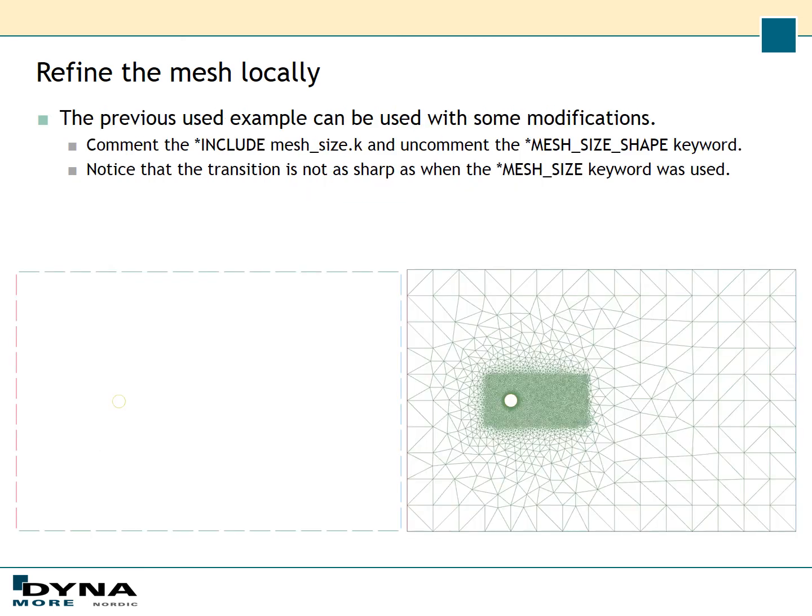To demonstrate this, you can use the previously used example, but you have to modify it. So comment the include mesh size.key and uncomment the mesh_size_shape keyword. And then you rerun the case, and if you view the mesh, you can see a small difference in the boundary where the refinement occurs. It's not as sharp as it is with the mesh size keyword, but otherwise you get pretty much the same mesh.